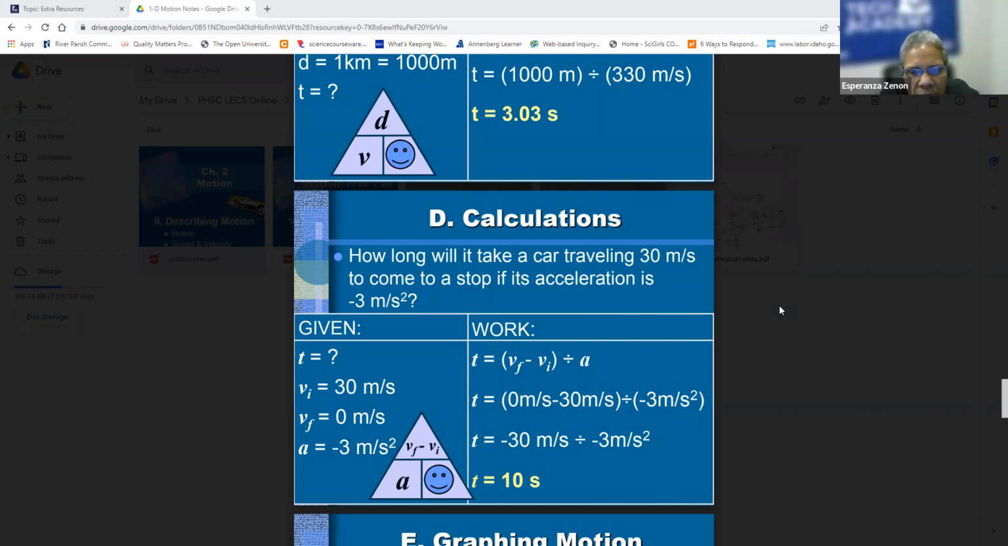All right. So now they want to know, how long will it take for this whole thing to happen? It's going 30 meters per second, slows down, comes to a stop. How long is that going to take? And this time they gave me the acceleration, -3 meters per second squared. Somebody tell me, why is this acceleration negative? Because they're slowing down. That's right. Okay.